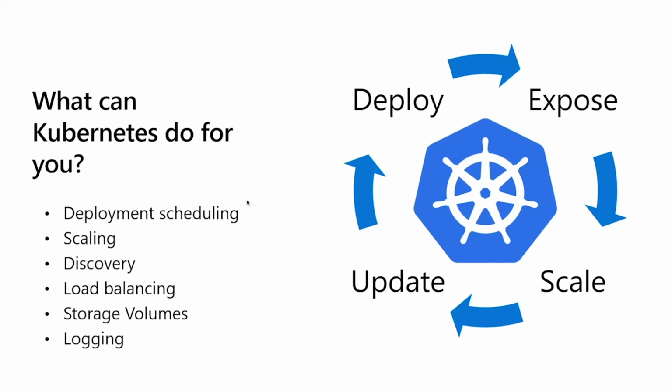Deployment scheduling. It defines where my container should run. Scale my deployments up and down. Find where containers are running with the discovery capabilities. Distribute load across containers with load balancers. Provide storage to containers with persistent volumes, and track what is happening with our containers behind the scenes.